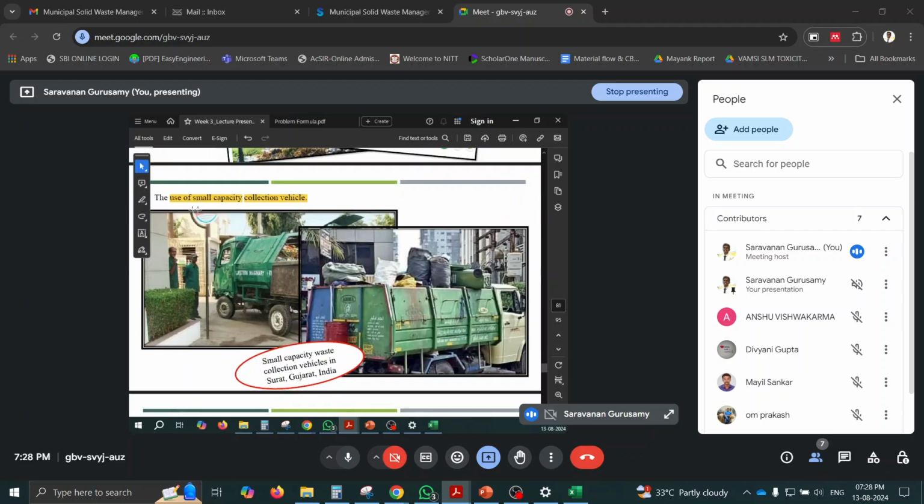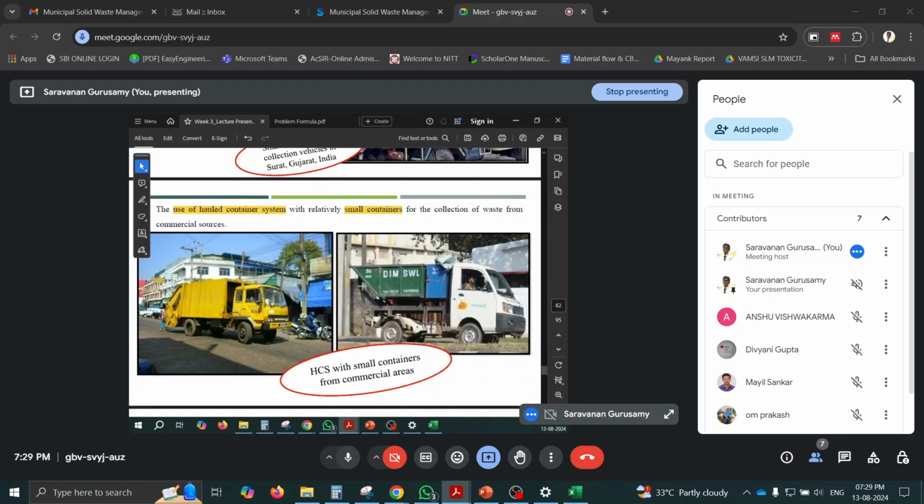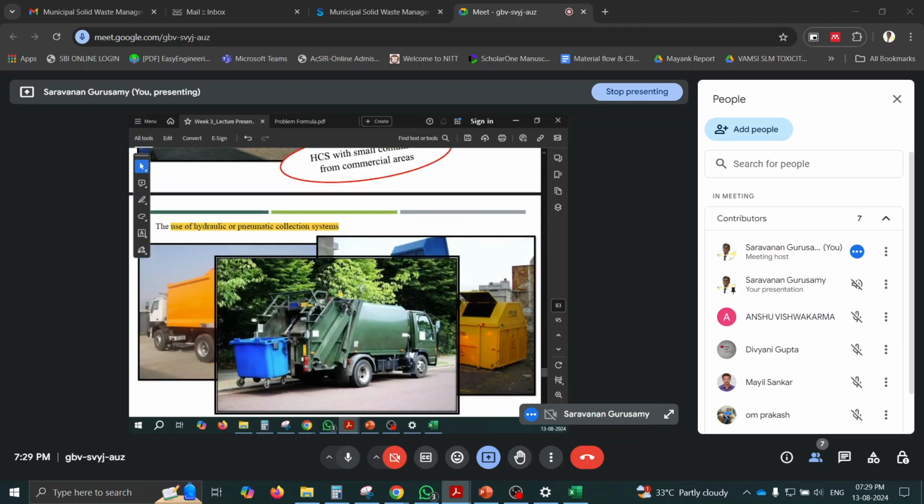So use of smaller vehicles for collection will not be effective to transport up to the disposal point. For that, we need a transfer station to unload the waste and then load it into bigger vehicles. We can also use a pneumatic or a hydraulic press system to load the waste from the transfer station to the larger vehicles.